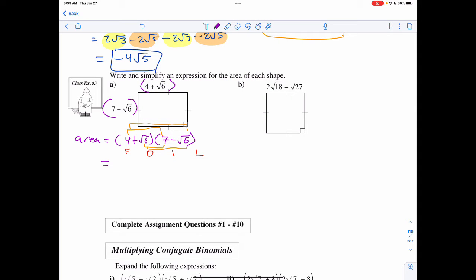What is that going to give me? Well, I'm going to get 4 times 7 is 28. And then negative 4 root 6s. And then positive 7 root 6s. And positive root 6 and negative root 6, well, a positive times a negative is going to make a negative, and root 6 and root 6 is just going to make 6.